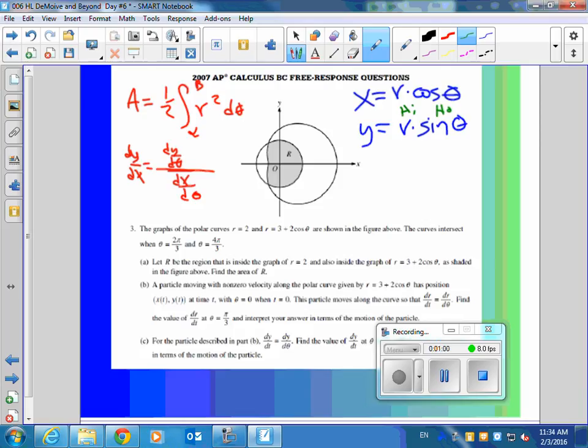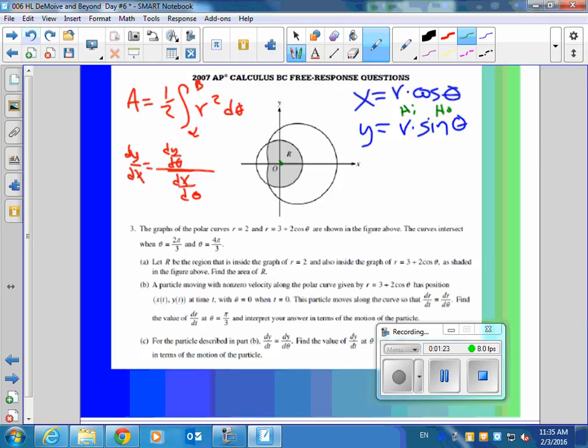All right, so for number 3, it says the graph of the two polars r equals 2. So this is the origin, center, and r equals 2 is just this first circle. Then r equals 3 plus 2 cosine theta is this sideways cardioid shape.